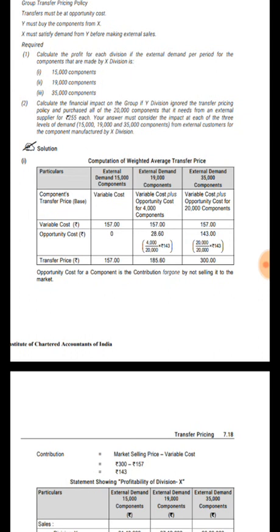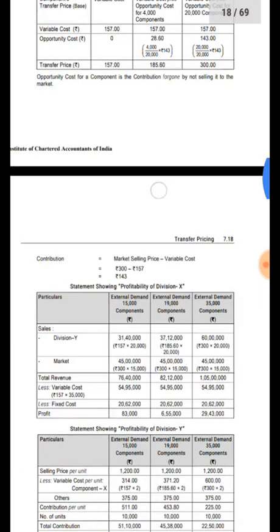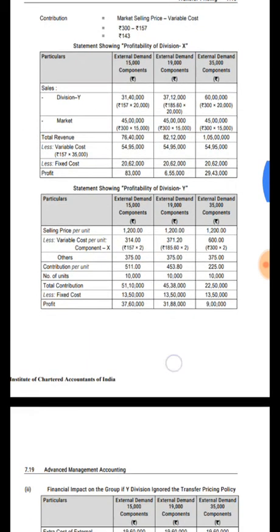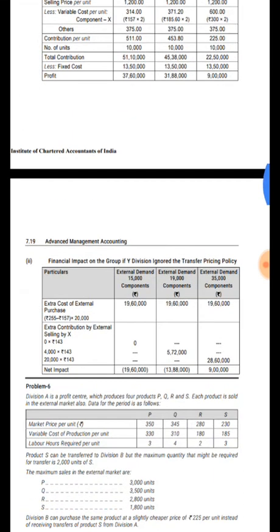Okay, the situation is still the same. I mean, three situations are there. In all three situations, what will happen if division Y ignores this and purchases from outside at 255? See, the financial impact on the group if Y division ignores the transfer price policy, situations 1, 2 and 3.